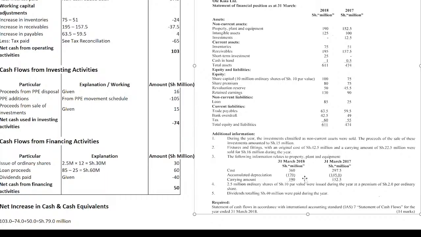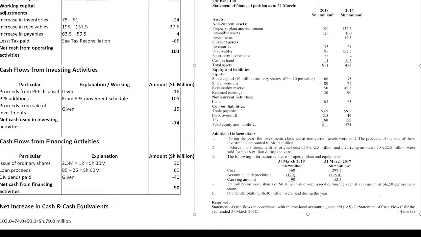Then you also have the loan proceeds. For the loan, we started with 25, we managed to get 85, so there was an increase. So we had that increase. Then you have to deduct the dividend paid, which was totaling 40 million in our note 5. So this is our net cash from financing, which is 50.